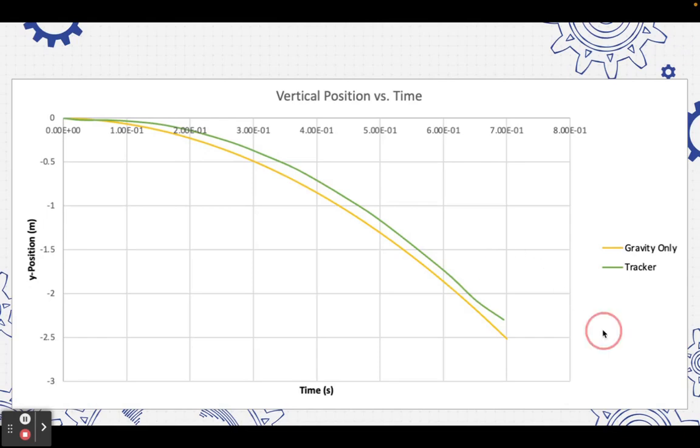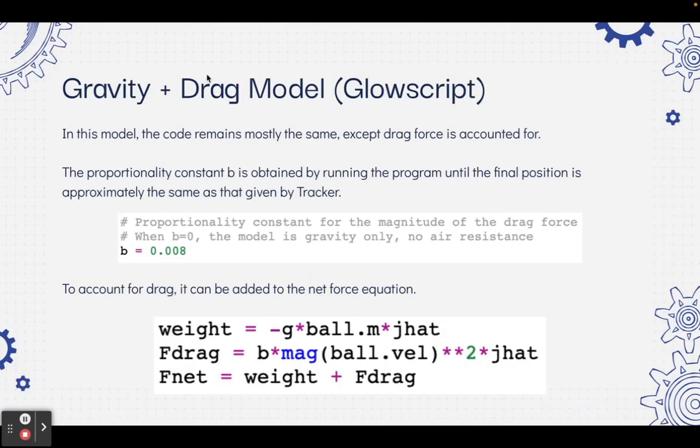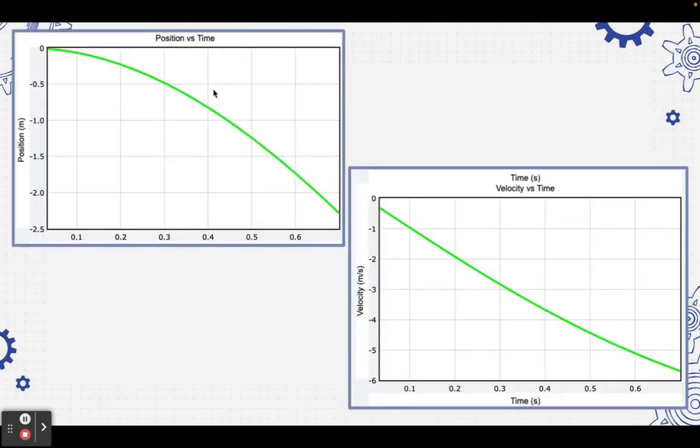So in the gravity and drag model, the code is mostly the same, except that we account for the drag force. So the proportionality constant is obtained by running the program until the final position is about the same as that given by tracker. And to account for drag, we can add the drag force to the net force equation. So here we have the graphs for the gravity and drag model, and we can see how the velocity versus time graph is slightly concave up, representing a non-constant acceleration.